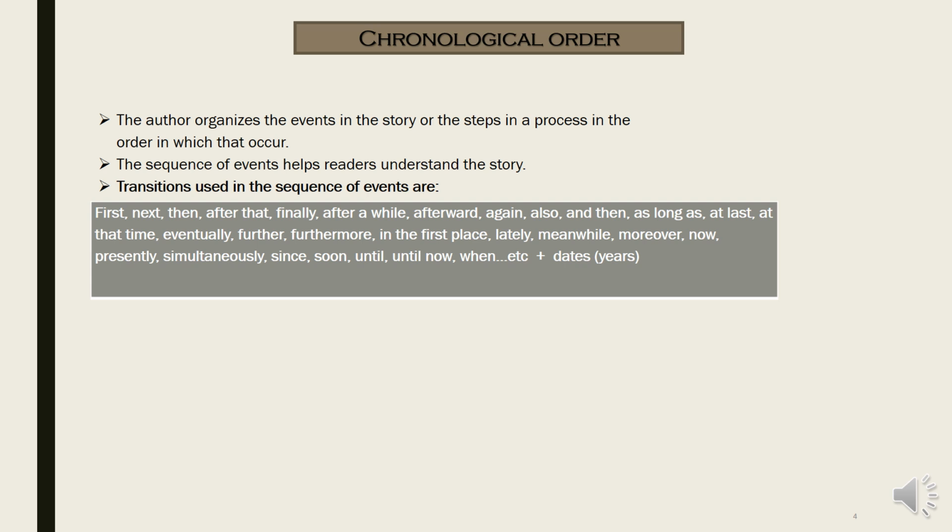So I write the events in order. It means I start with what happened first, what happened next, what happened after that, what happened at the end, and so on. Same as we did last week with the writing. We said that we write the events in order. This is the same. So when I say chronological order, it means writing steps in a process or events in a story in the correct order.